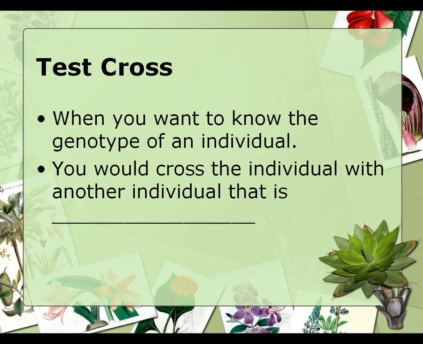Now, we'll talk, quickly, about a test cross. When you want to know the genotype of an individual. Obviously, if it's showing the recessive traits, you know that it's homozygous recessive, but if it's showing the dominant trait, you don't know if it's homozygous dominant or whether it's heterozygous. So you would cross this individual with another individual. Which one would you pick? Hopefully you picked the homozygous recessive. The offspring would then tell you whether or not the original parent is homozygous dominant or heterozygous.